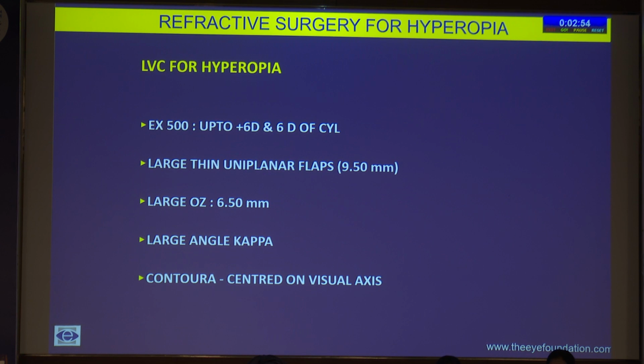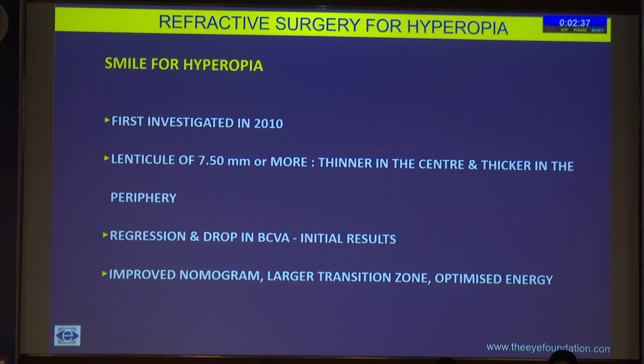The EX500 can correct up to +6 diopters of hyperopia and 6 diopters of cylinder. Here we need to keep in mind to have larger flaps and a larger optic zone. In patients with large angle kappas, we can also manually center the vertex using the images from the Topolyzer. And with Contoura, it's already centered on the visual axis.